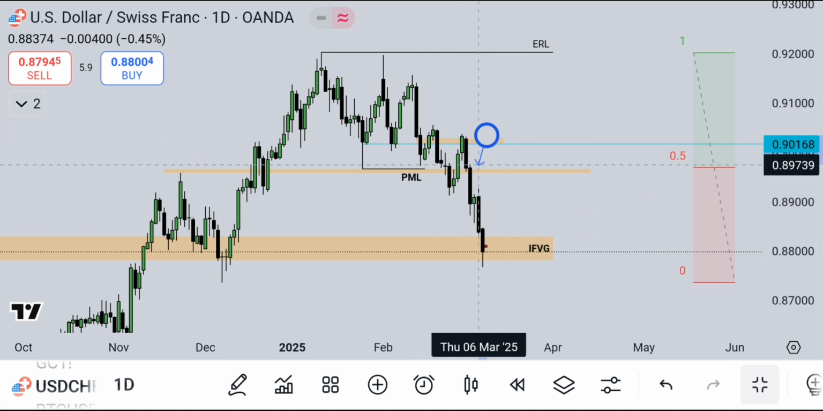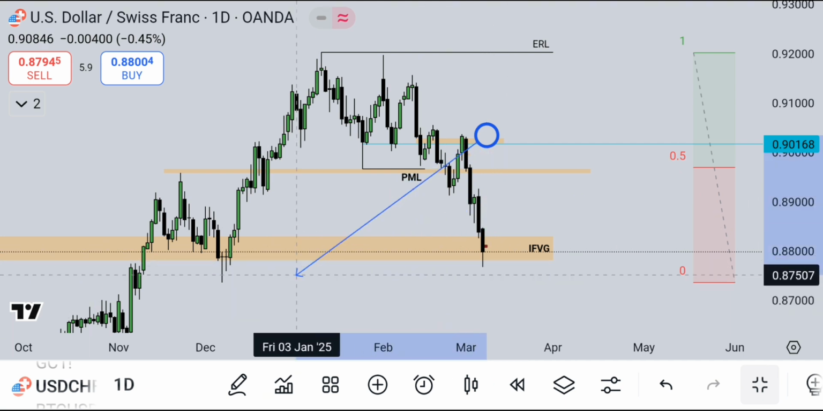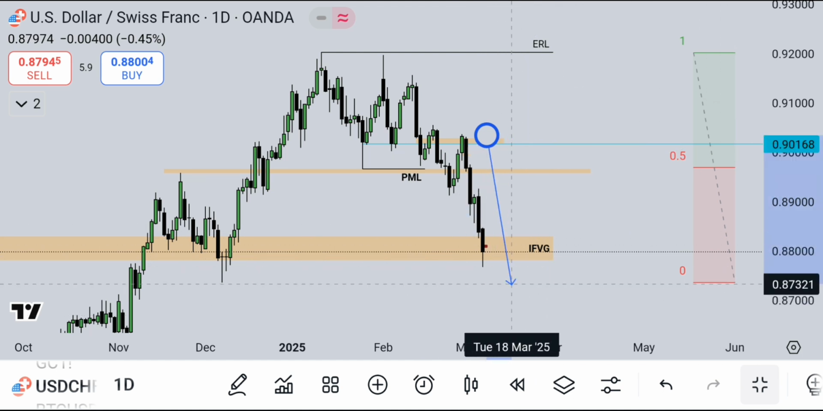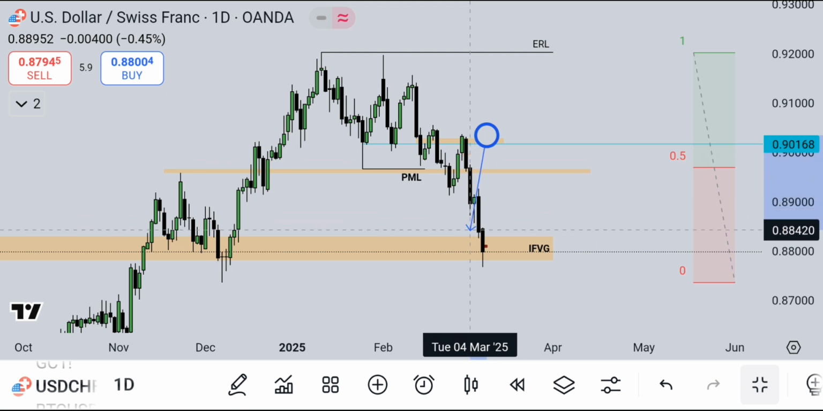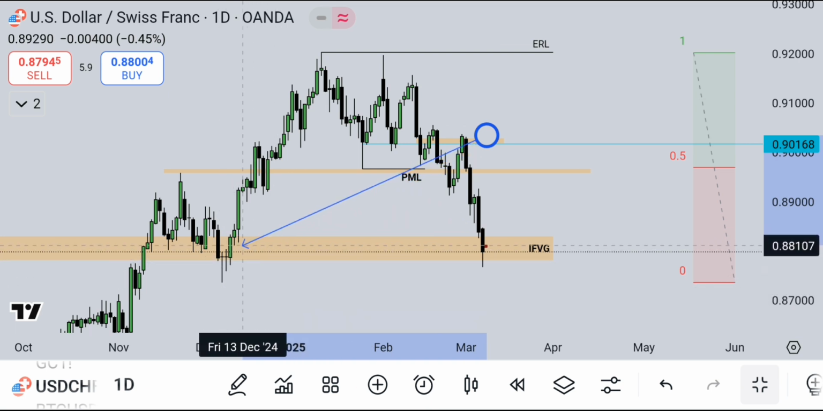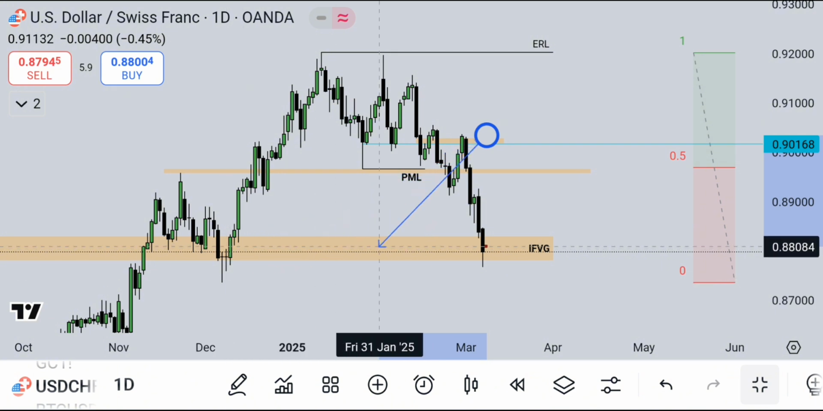But look at what happened. You can see that it was a very good entry for the sellers to take place, right? So you can see that this price retraced even into more deeper discount, right? You can see, so it's right in this order block, right?